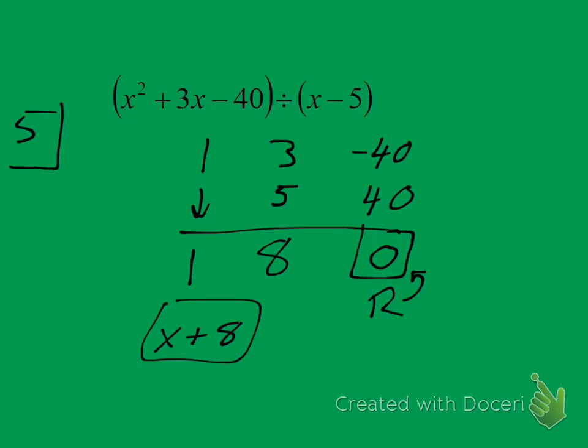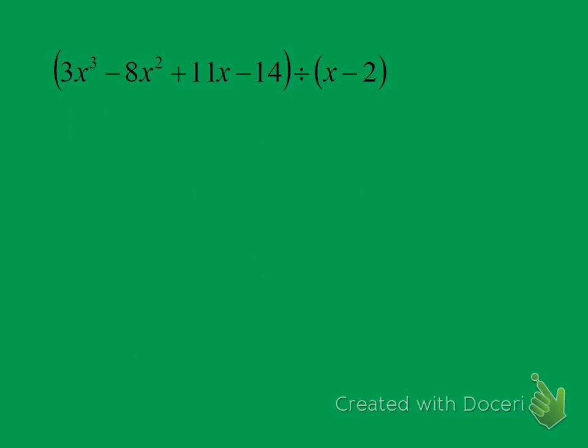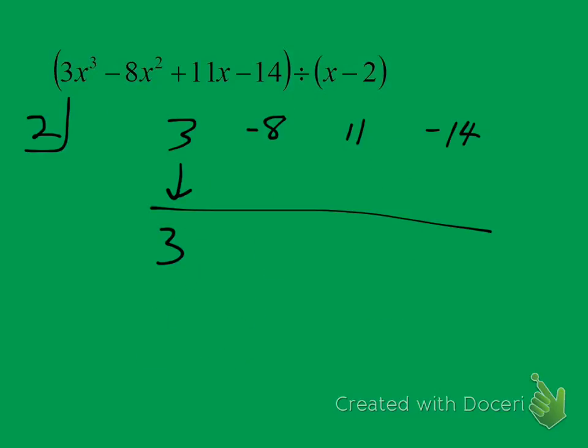I want you guys to do this one here. Now, you bring a number down, you multiply by what's in your box. So 3 times 2 gives you 6. You put it underneath the next slot. Negative 8 plus 6 gives you negative 2. Negative 2 times 2 gives you, put it underneath the next spot.